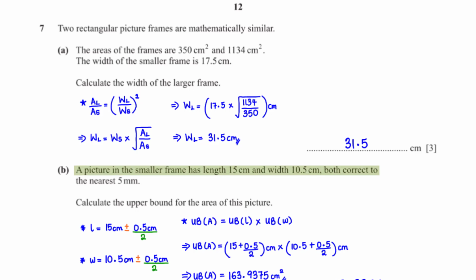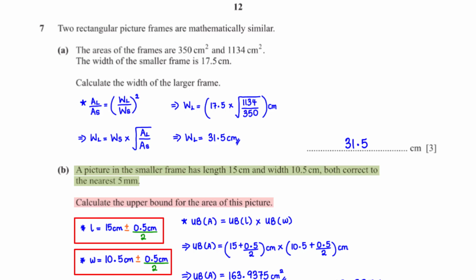A picture in the smaller frame has length 15 centimeters and width 10.5 centimeters, both correct to the nearest 5 millimeters. Calculate the upper bound for the area of this picture. To correct the length and width to the nearest 5 millimeters, we take their dimensions, then plus and minus 5 millimeters, which is the same as 0.5 centimeters divided by 2.